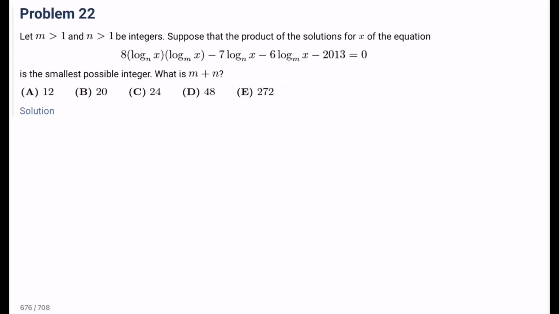Number 22. Let m be greater than 1 and n greater than 1 be integers. Suppose that the product of the solutions for x of this equation is the smallest possible integer. What is m plus n?